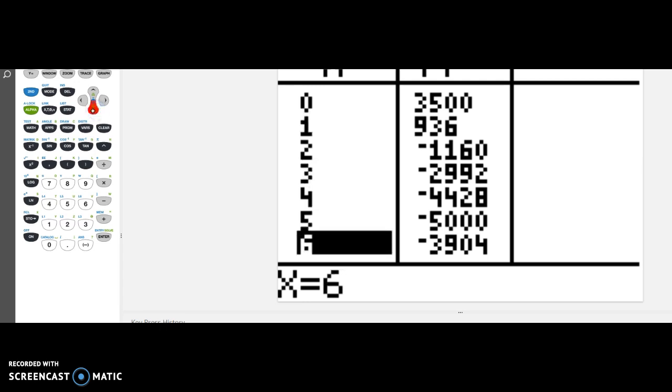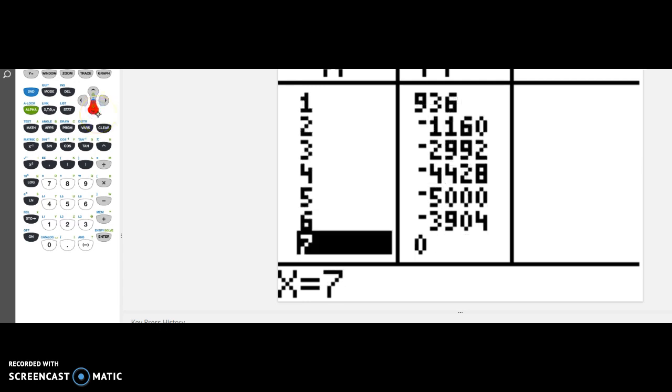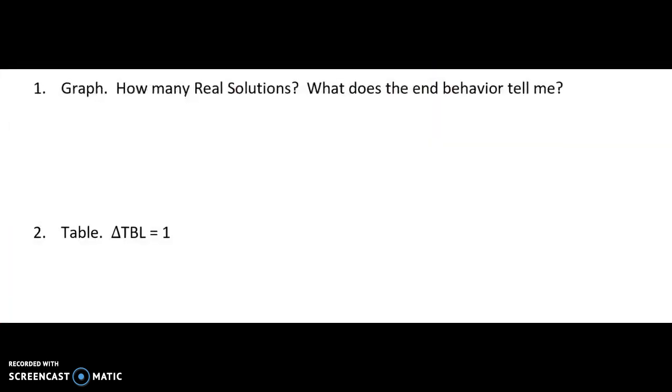I can scroll down further in the positive direction because I saw those points on the graph, until the point where I see that when x equals 7, y equals 0. So there is going to be one solution of x equals 7.